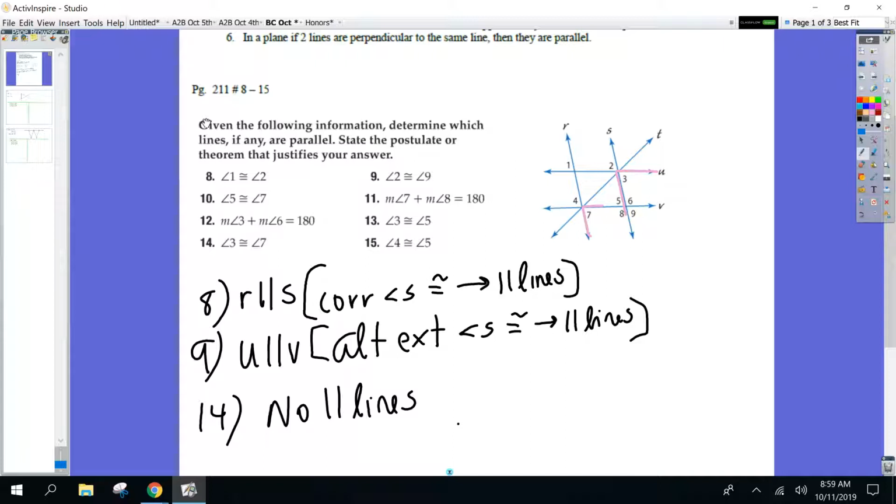Why is it not congruent? Do I have parallel lines? No, so nothing's congruent here, unless I have parallel lines. So that's no parallel lines there. They have no special relationship. You and your group are going to finish it. Go, go.